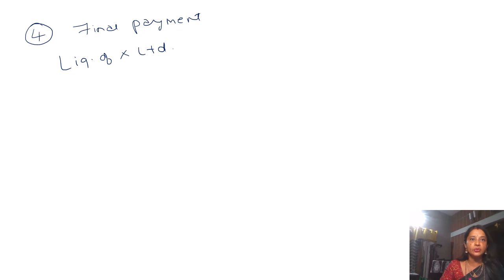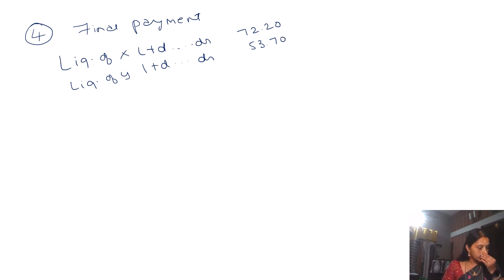How much are you paying to liquidators of X Limited debit? You are paying 72,20,000. Then liquidators of Y Limited debit. How much are you paying to Y? 53,70,000. To equity share capital. How much are you paying in equity share capital? Both X and Y combined together. You are paying 83 lakhs to equity shareholders.